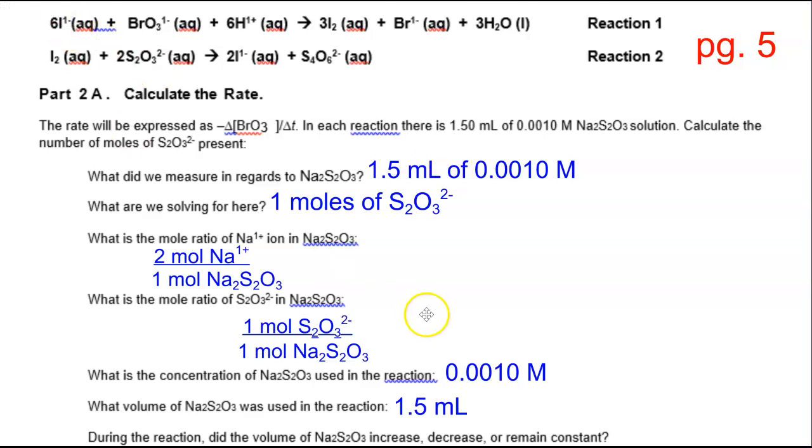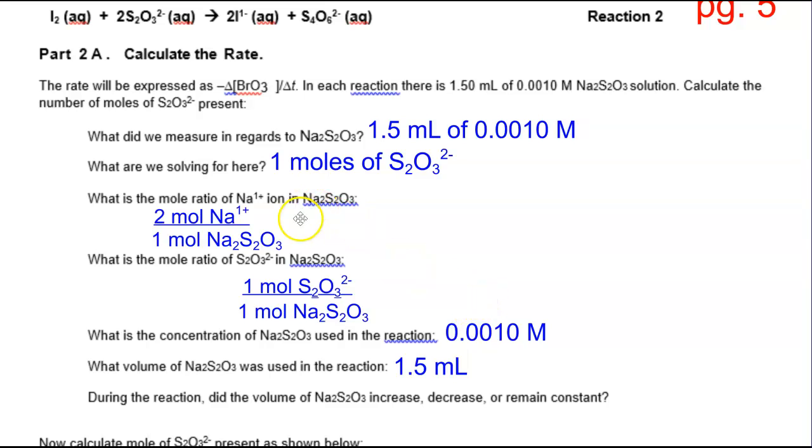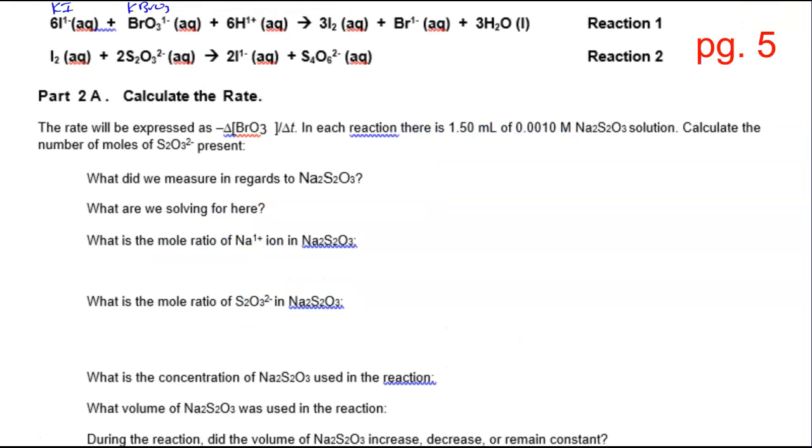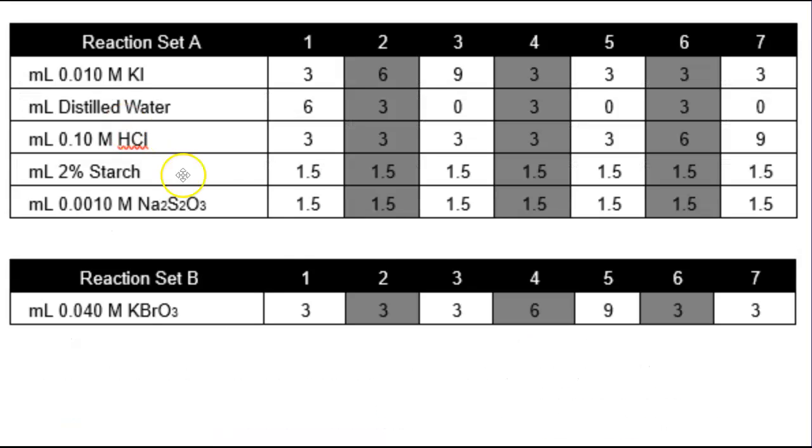And then what is the volume? Well, we know the volume is 1.5 milliliters. And then we want to know, during the reaction, did the volume of sodium thiosulfate increase, decrease, or remain constant? So we need to go back and look at the recipe, because if it changed, we'd have to do different calculations per change.